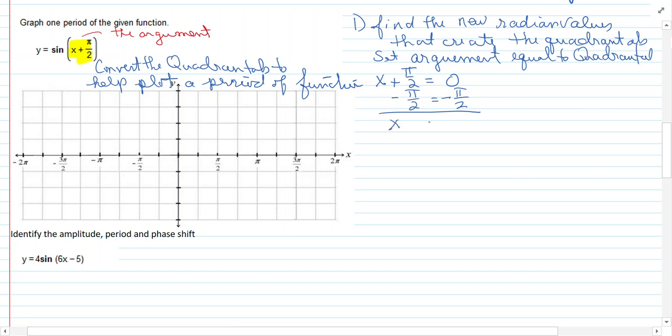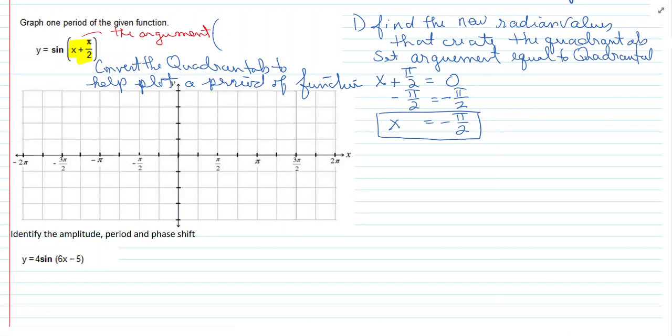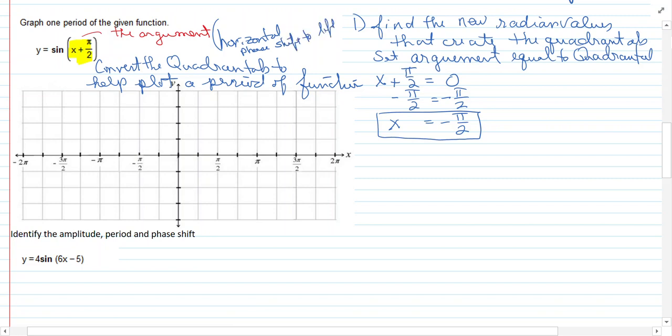So then that gives me x equals negative pi halves. This is my first quadrantal. So we're moving it to the left. We know that it's a phase shift, a horizontal phase shift, to the left pi halves. All right, we know that. And that one proves it.